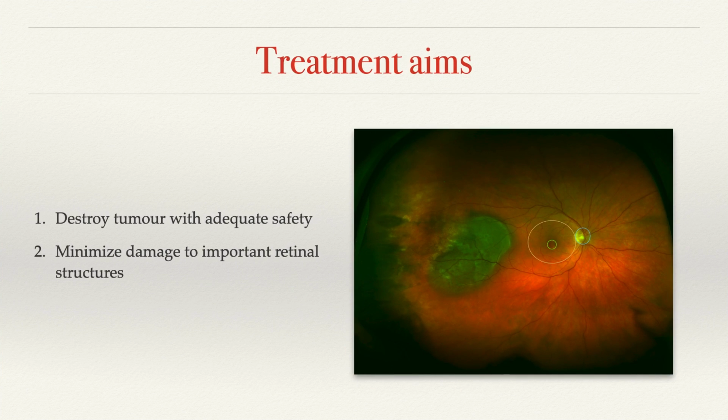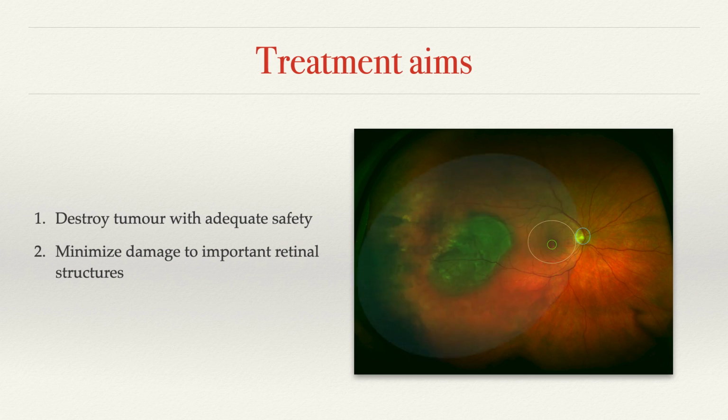So if we treat a tumor, like again this melanoma, slightly to the side of the macula, our aim is to destroy the tumor with adequate safety. This is our number one priority. But at the same time, we try to minimize the damage to important retinal structures. So every treatment plan, every treatment decision, whether we use a plaque or proton beam or whatever type of radiotherapy, will have the same aims: destroy the tumor with safety, but limit the damage to the healthy tissue surrounding it.